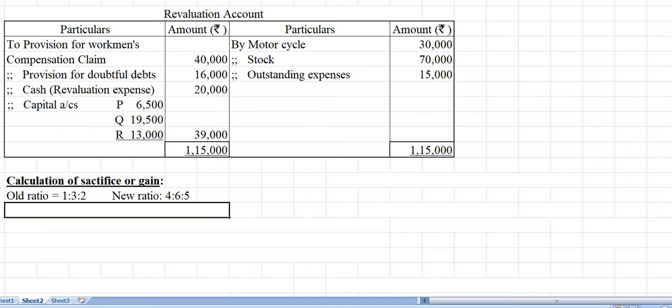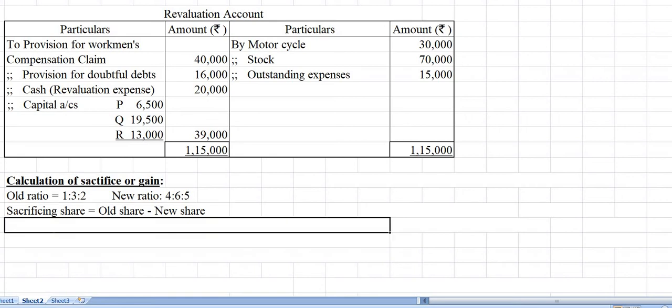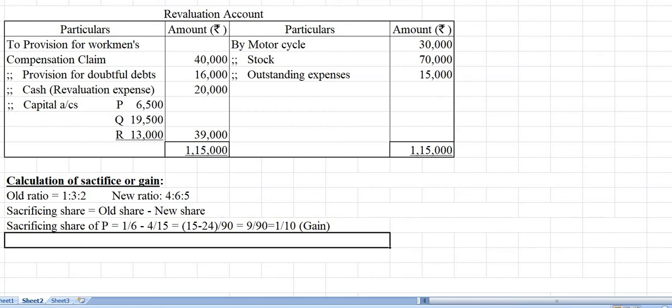So sacrificing ratio is equal to old ratio minus new ratio. That equation we have written. The sacrificing share of the first partner P, 1 by 6 is the old share minus 4 by 15 is the new share. So 15 minus 24 by 90, that is 9 by 90, that is 1 by 10. That means P's new share is more than the old share. That is why he is gaining 1/10 share of profit.